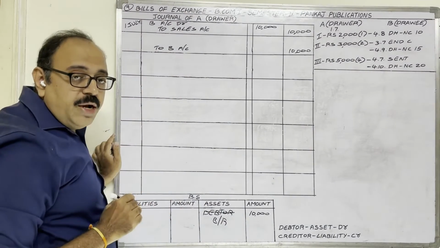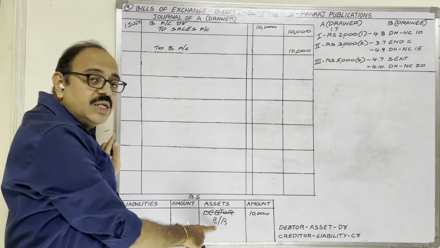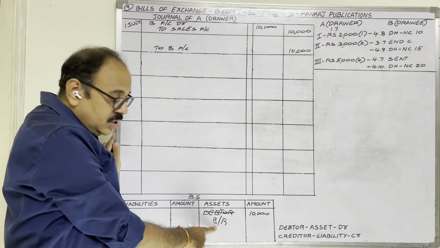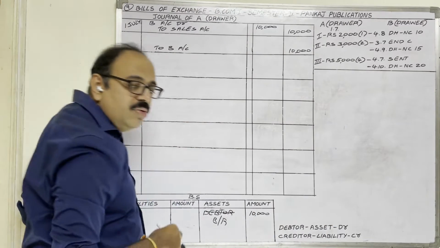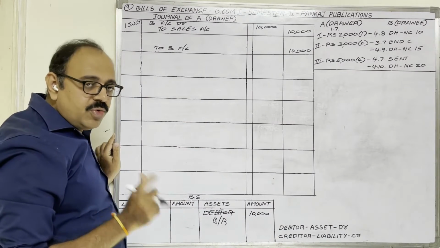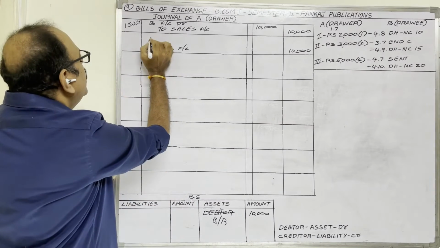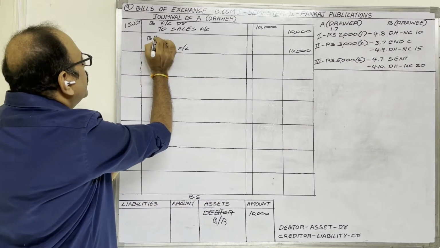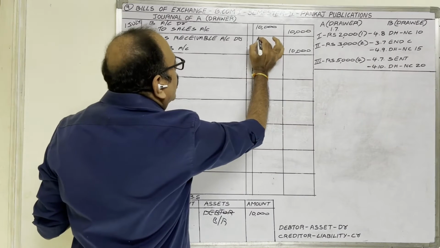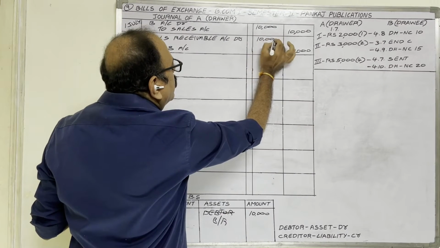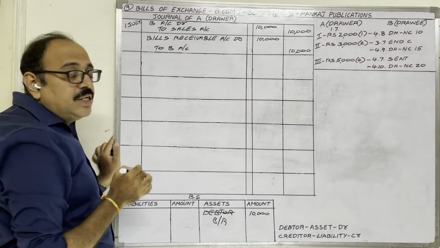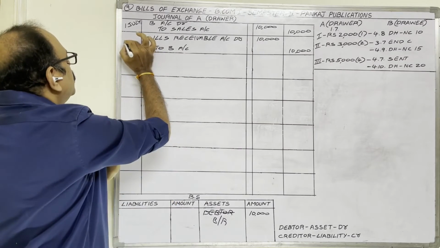Which account should we debit? A new asset known as bills receivable we want to create. Asset shows a debit balance. If you want to create any asset, you have to debit. Therefore, we have to debit bills receivable account. Bills receivable account debtor, amount 10,000 rupees. Date, the acceptance received date is the same, 1st July.